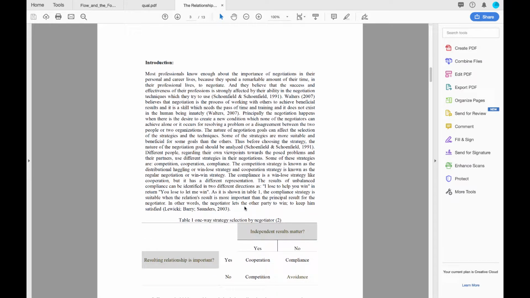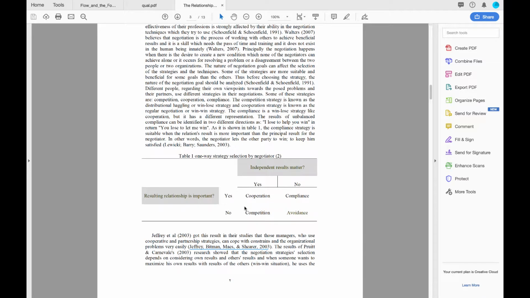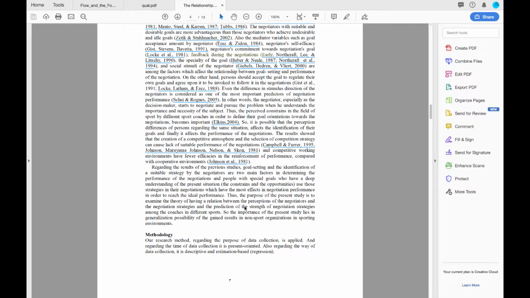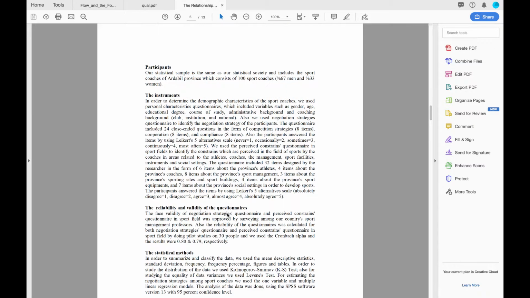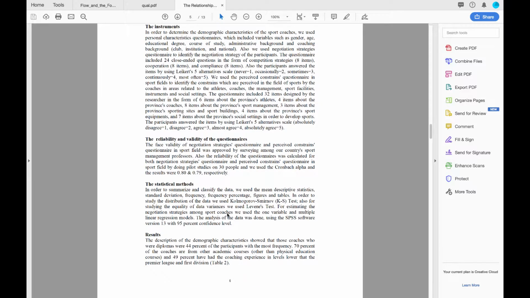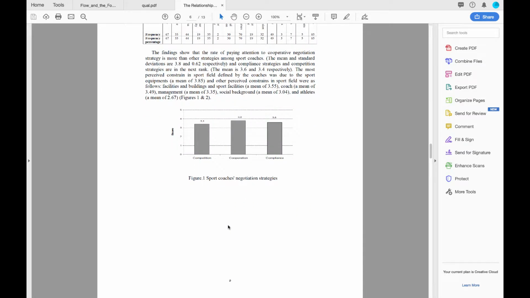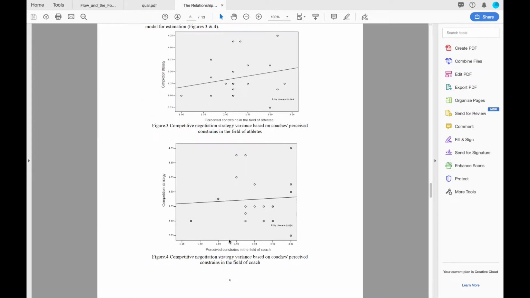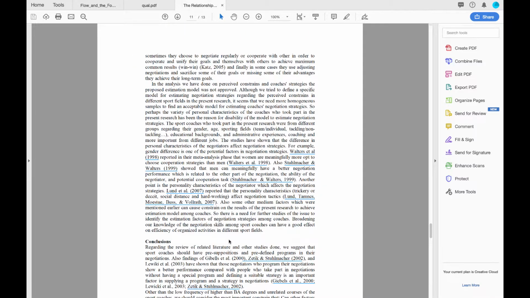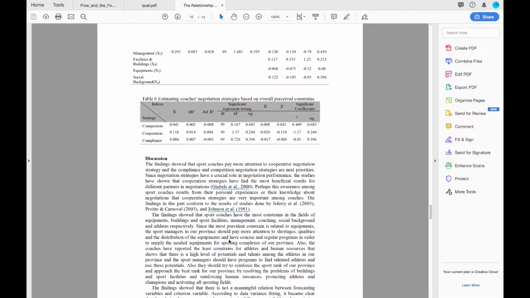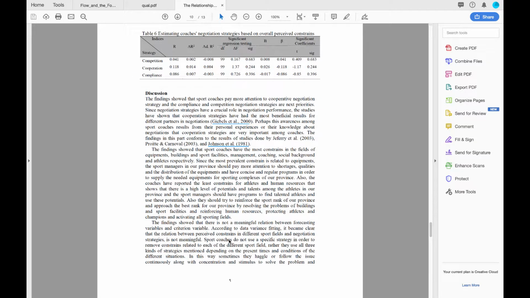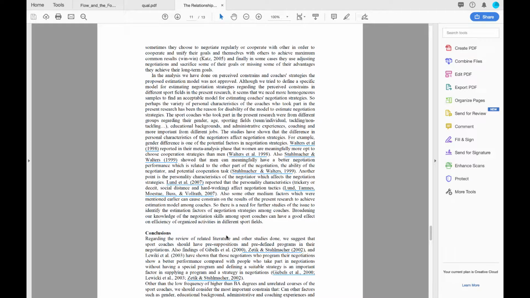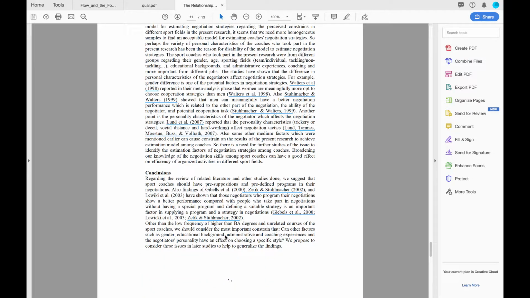So here are the important parts: the introduction, and it's going to have all the important parts: methodology, participants, instruments, reliability. Not all articles will have this, but this is the type of article that you're actually looking for. There is some data, and then there'll be a discussion, which is basically a discussion between you and the writer of what they've found. And this is really where the conclusions are. And then there'll be a conclusion section.